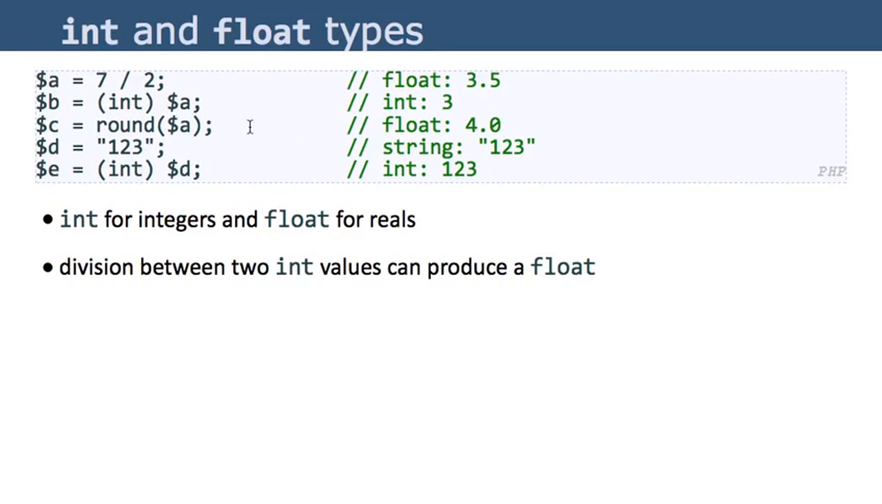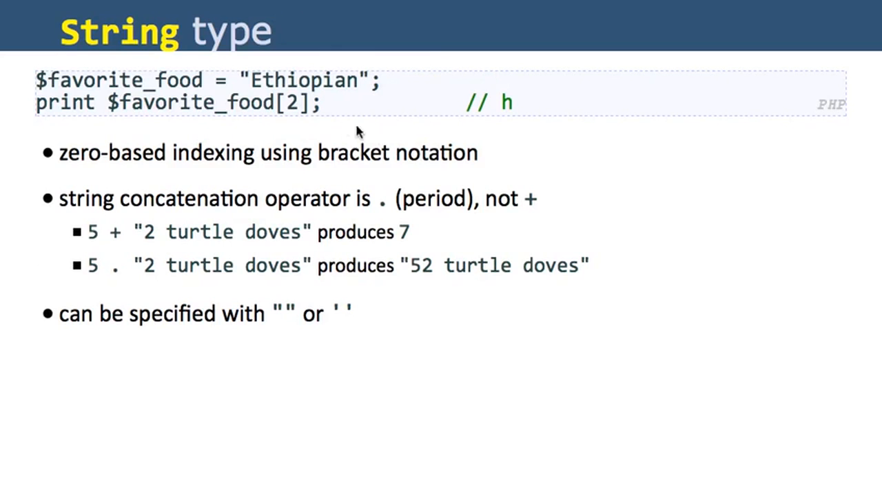Int and float types, you can convert between ints and floats. You can round to certain values. 7 divided by 2 in PHP automatically becomes a float. String type, I can declare this $favorite_food equals Ethiopian. I can also use the square bracket notation as with arrays if I want to get the index of this string. So the 0th, the 1st, and the 2nd would be H.